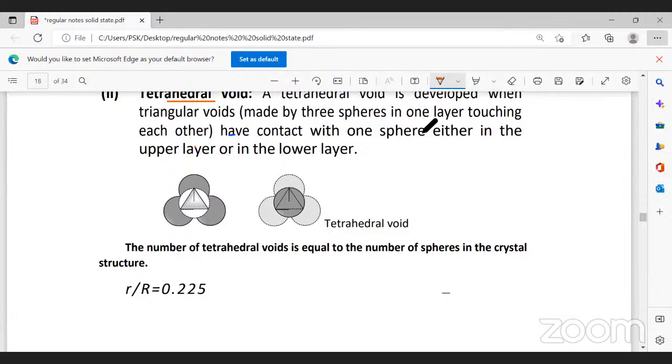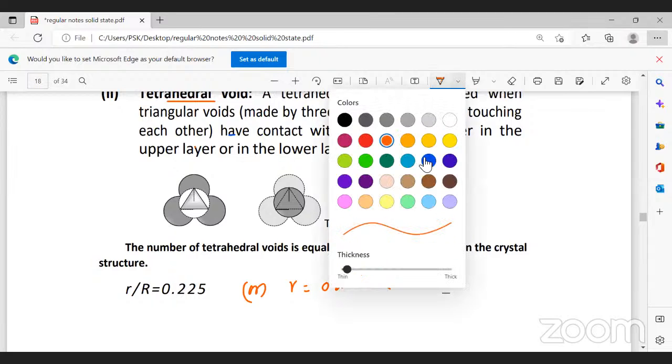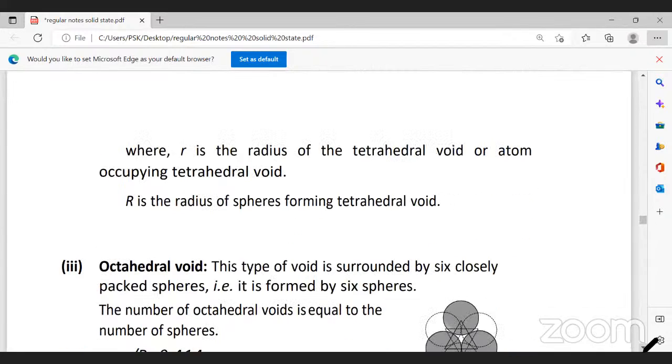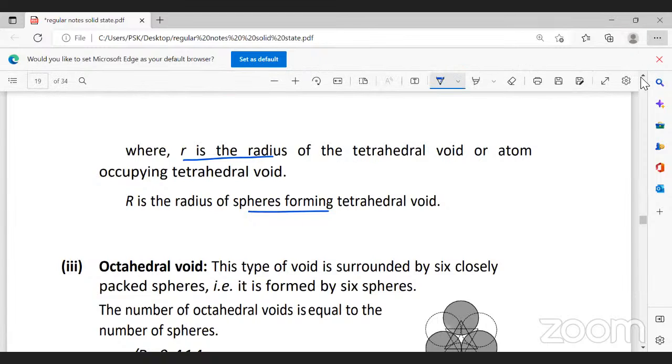So a tetrahedral void is made when four spheres are in contact with each other. Three will be at the bottom and one above, or the one particle can be below the three particles. The relationship is r/R = 0.225, or it can be written as r = 0.225 R. This relationship we will learn in the following sessions. Here r is the radius of the tetrahedral void of an atom and capital R is the radius of the sphere. What do you mean by tetrahedral void? Here they clearly explain.